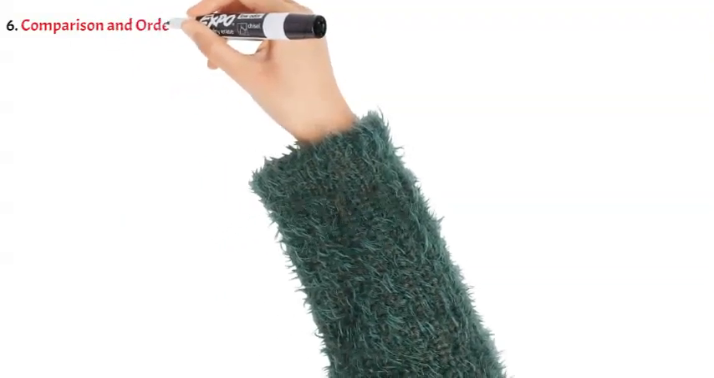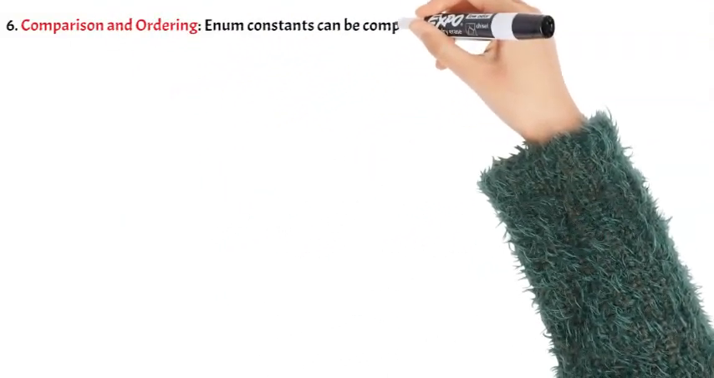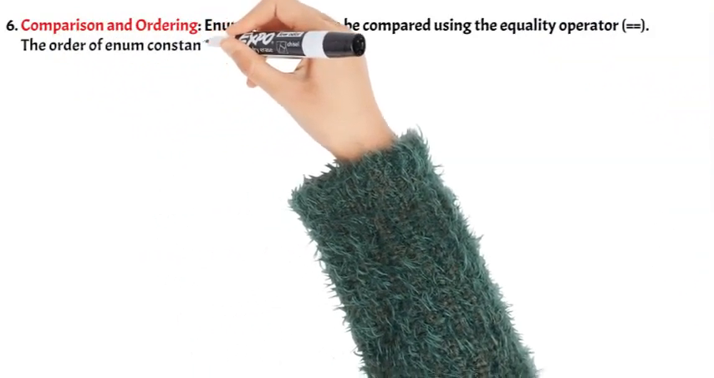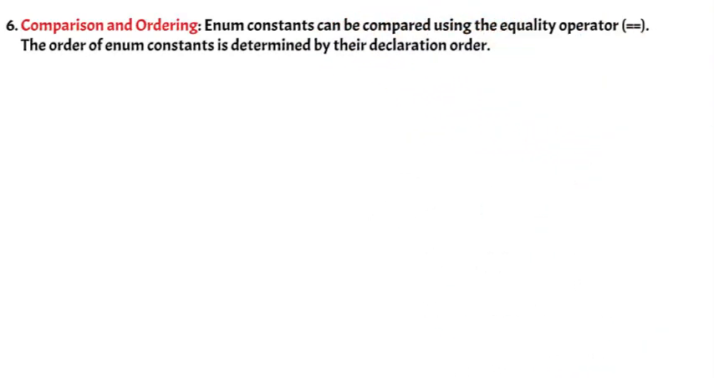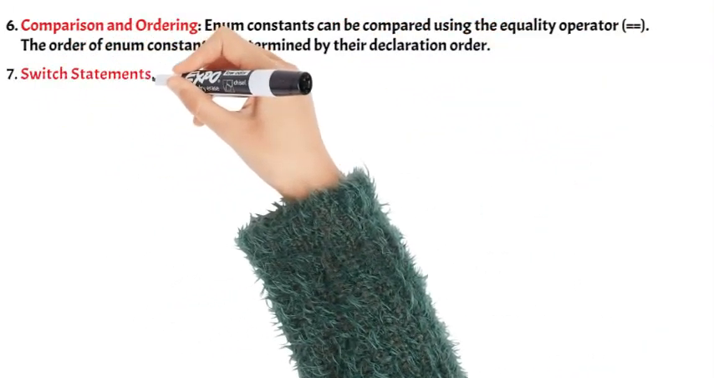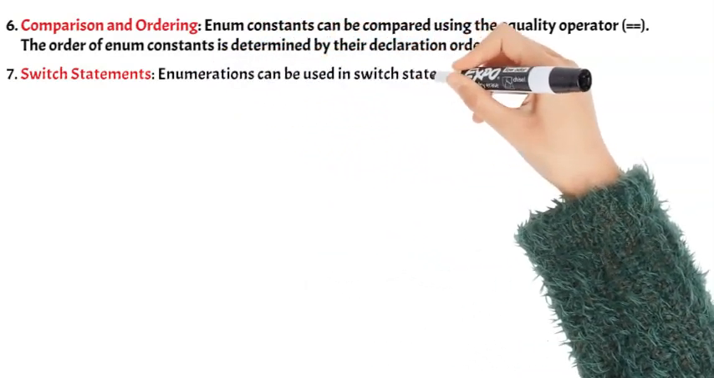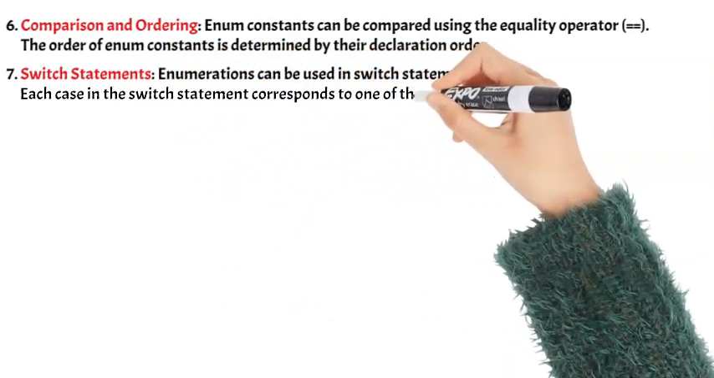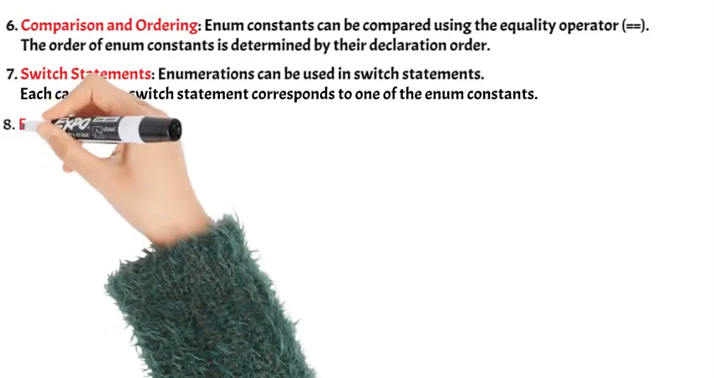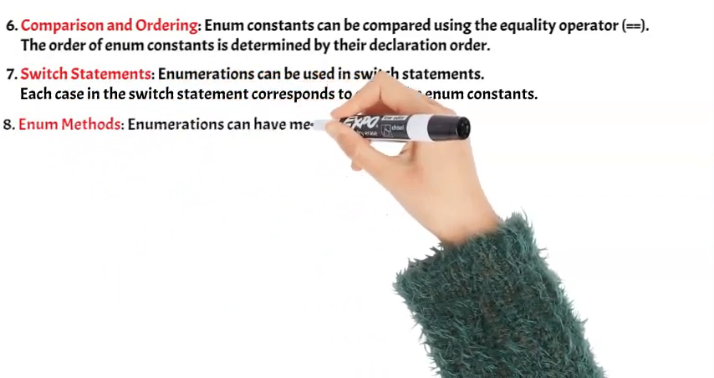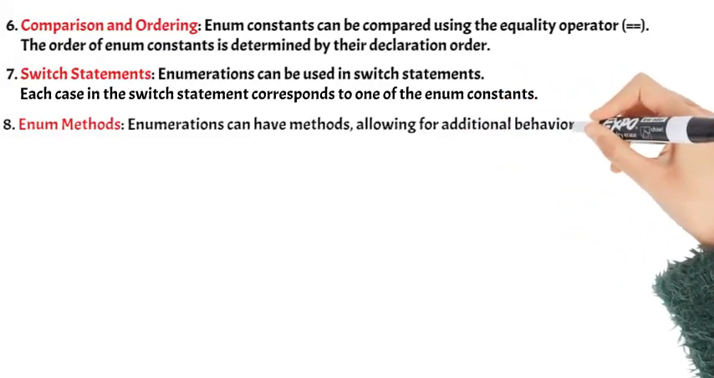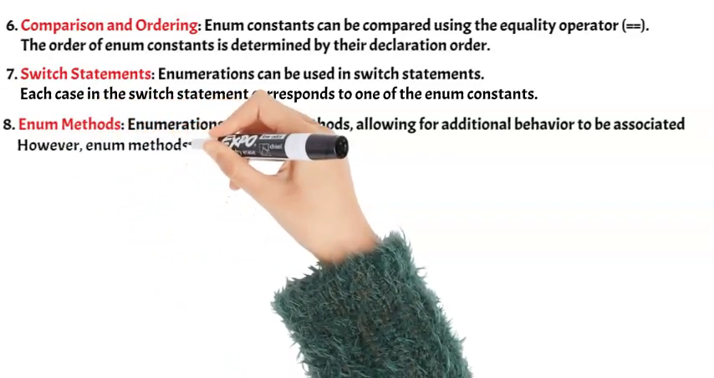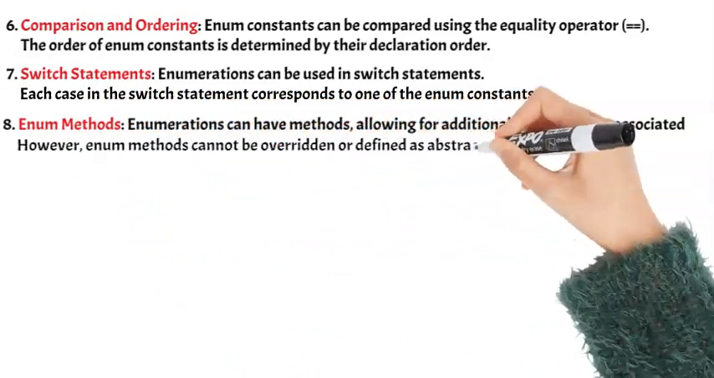6. Comparison and ordering. Enum constants can be compared using the equality operator, double equals. The order of enum constants is determined by their declaration order. 7. Switch statements. Enumerations can be used in switch statements. Each case in the switch statement corresponds to one of the enum constants. 8. Enum methods. Enumerations can have methods, allowing for additional behavior to be associated with each constant value. However, enum methods cannot be overridden or defined as abstract.